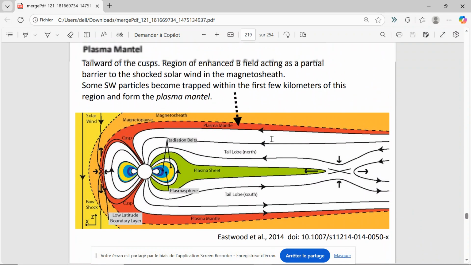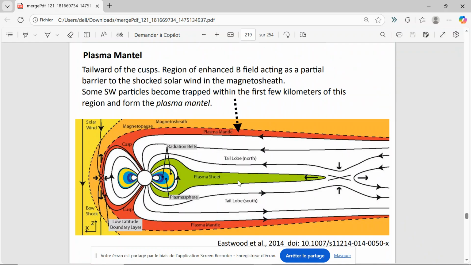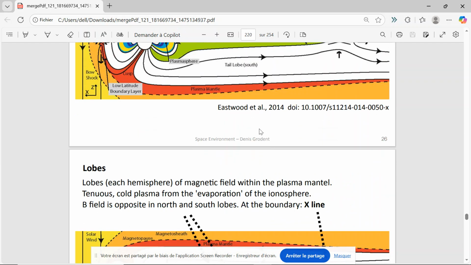So, a deeper look at the plasma mantle. Origin of enhanced magnetic field B, acting as a partial barrier to the shock of the solar wind. So the particles of the solar wind are very decelerated, and a large magnetic field is needed in order to contain it. Some solar wind particles become trapped within the first few kilometers. This is what forms a plasma mantle. Those particles are actually stuck right here.